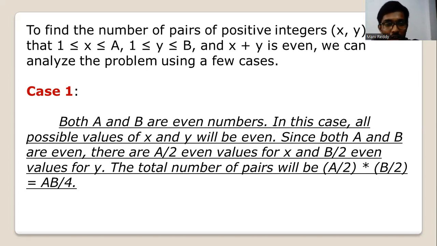In this case, all possible values of x and y will be even. Since both a and b are even, there are a/2 even values for x and b/2 even values for y. The total number of pairs will be a/2 times b/2, equal to ab/4. This is case one, and we'll see case two also.